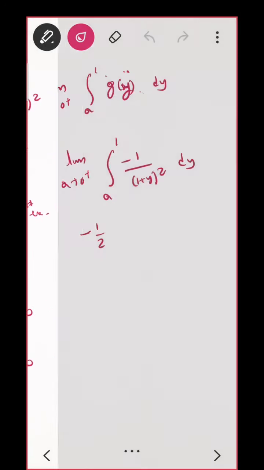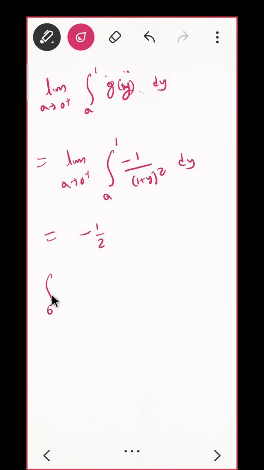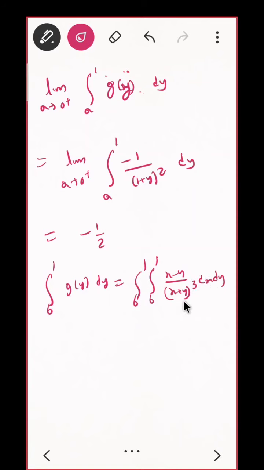Yes. So what did we get? That is 0 to 1 g of y dy. That is equal to 0 to 1. What is g of y? That is 0 to 1, x minus y upon (x plus y) the whole cube dx dy. That is equal to -1/2.